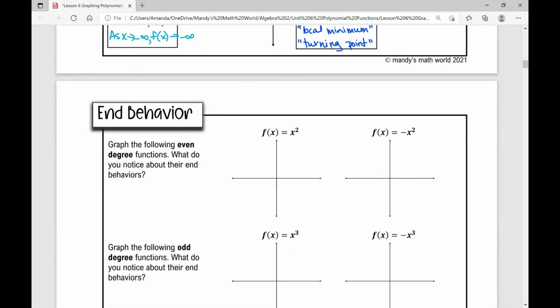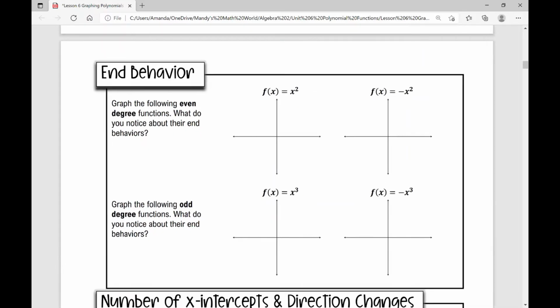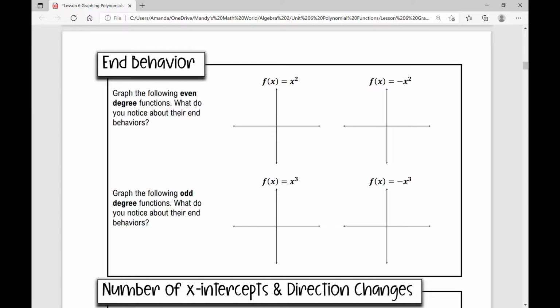Okay, so let's move on to end behavior. We're going to talk about end behavior again. Here we really want to point out the difference between even degree functions and odd degree functions. How is it going to behave on the end? This says to graph the following even degree functions. What do you notice about their end behaviors?